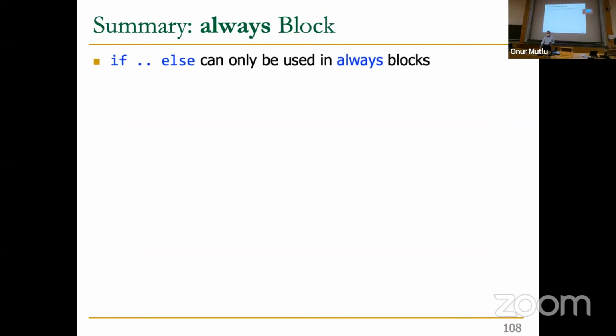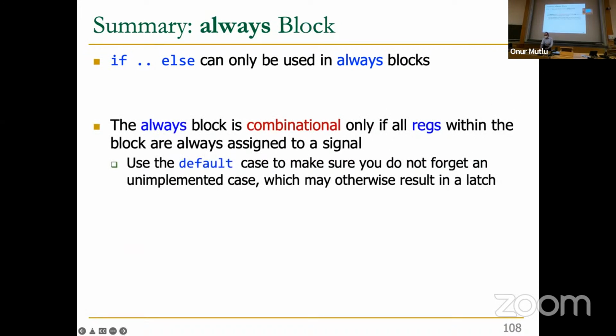So summary, if else can only be used in always blocks. That's a restriction of the language. And the always block is combinational, as we discussed, if all of the regs within a block are always assigned to a signal, and if you actually want to make sure that's the case, use the default case. So if you use a case statement and a default case, you make sure of that. Of course, that may not be correct, but you still need to make it correct.